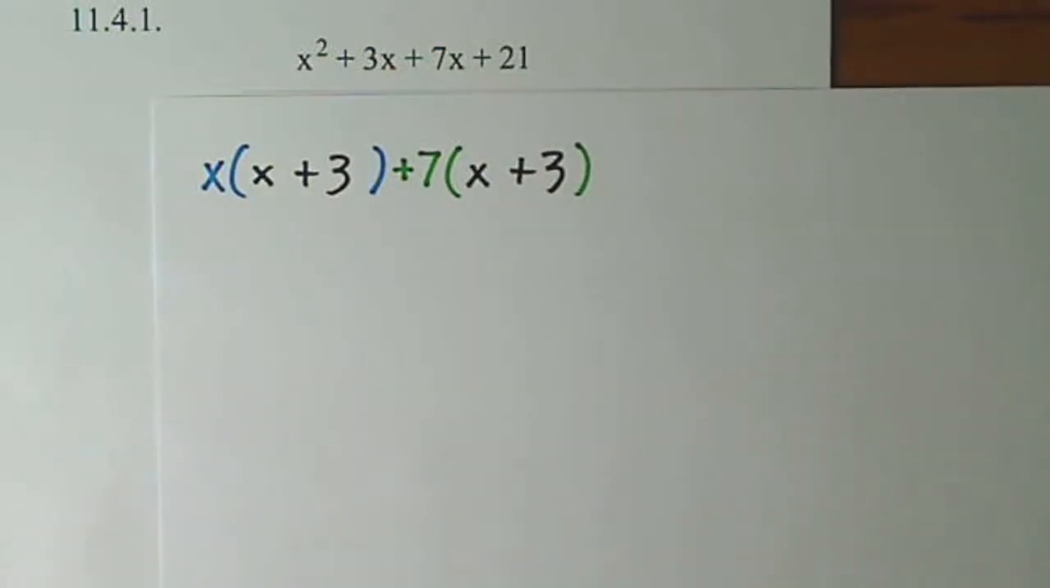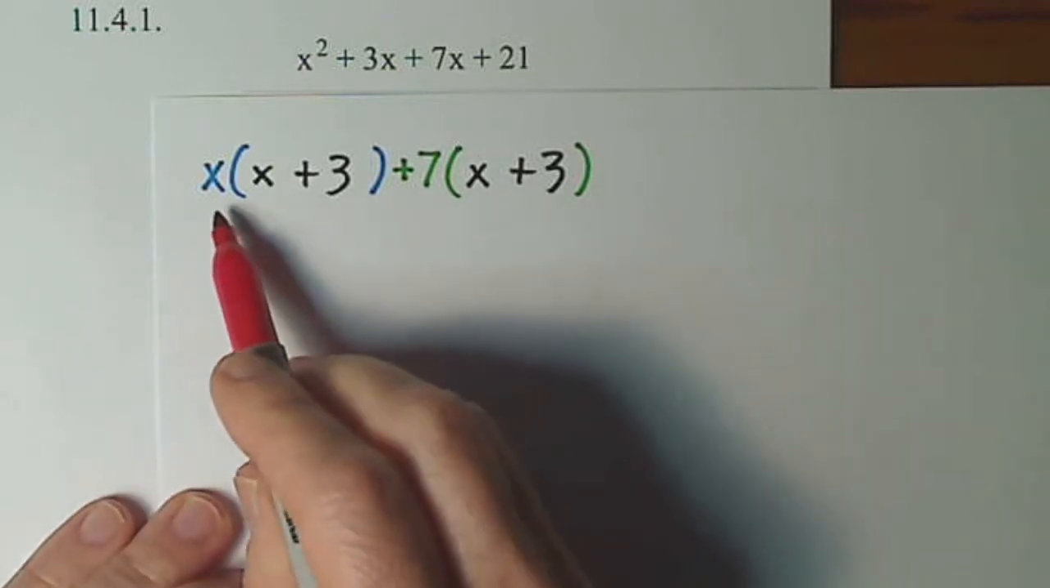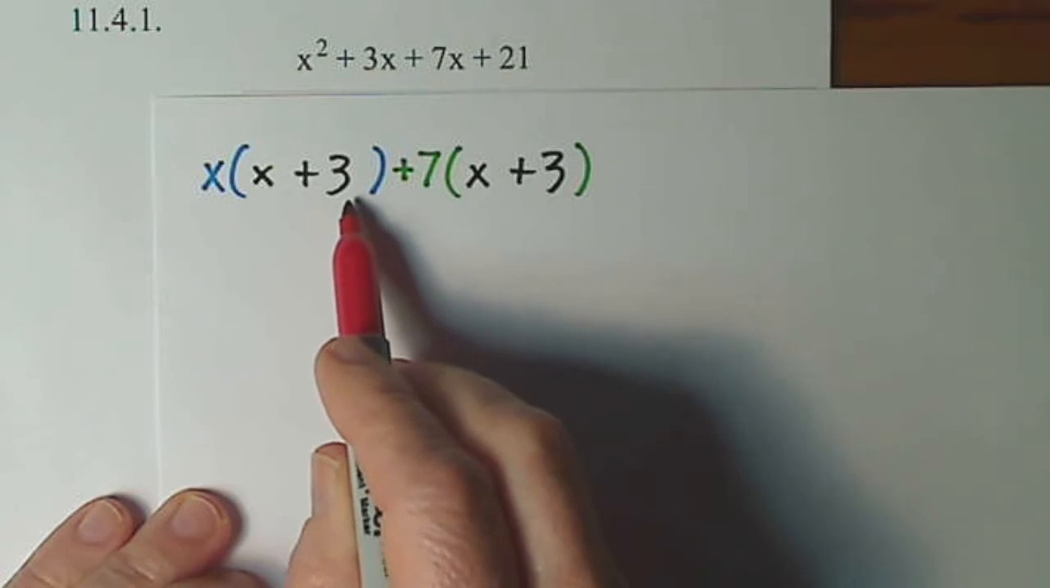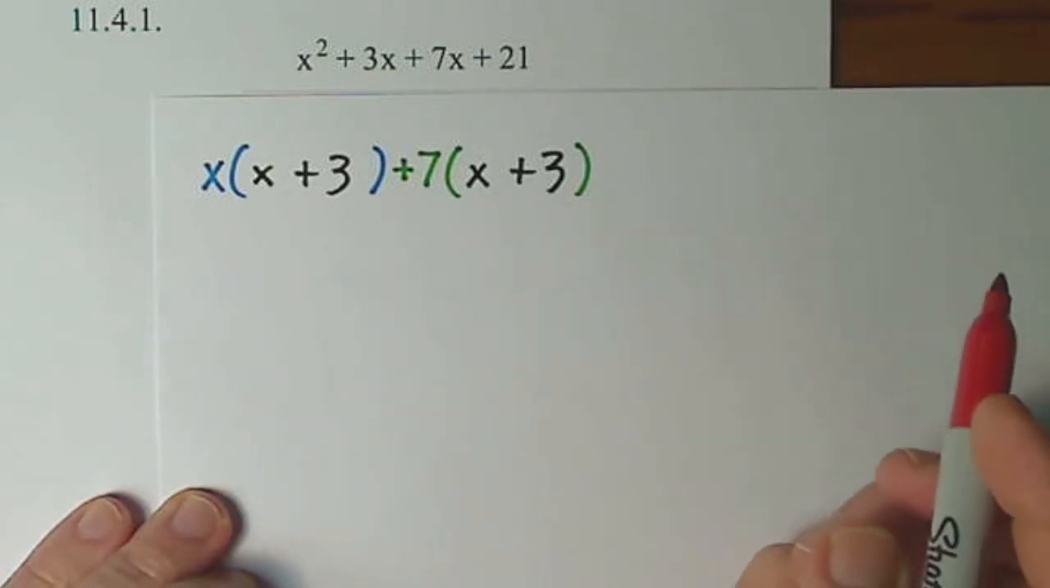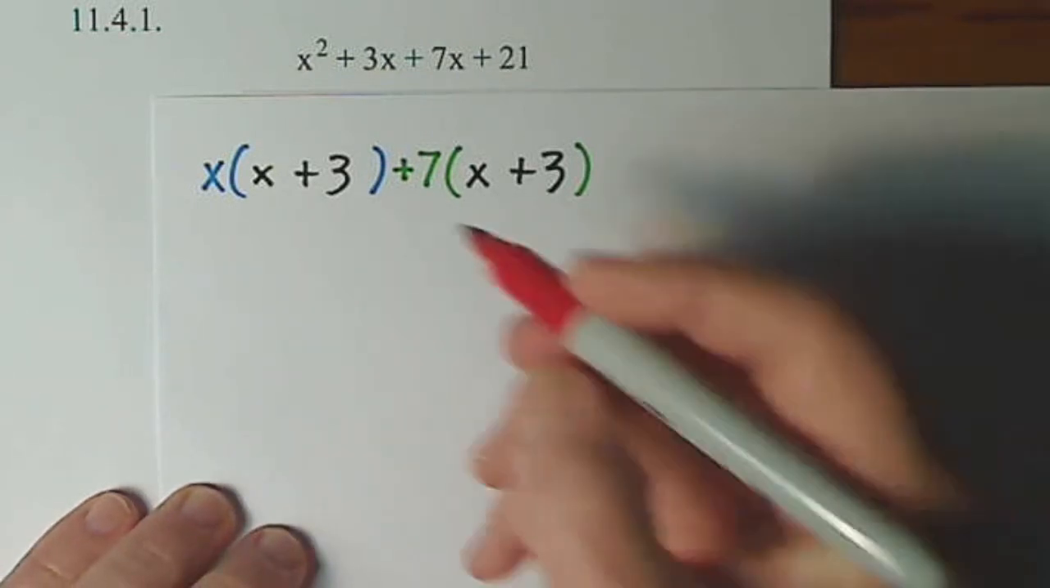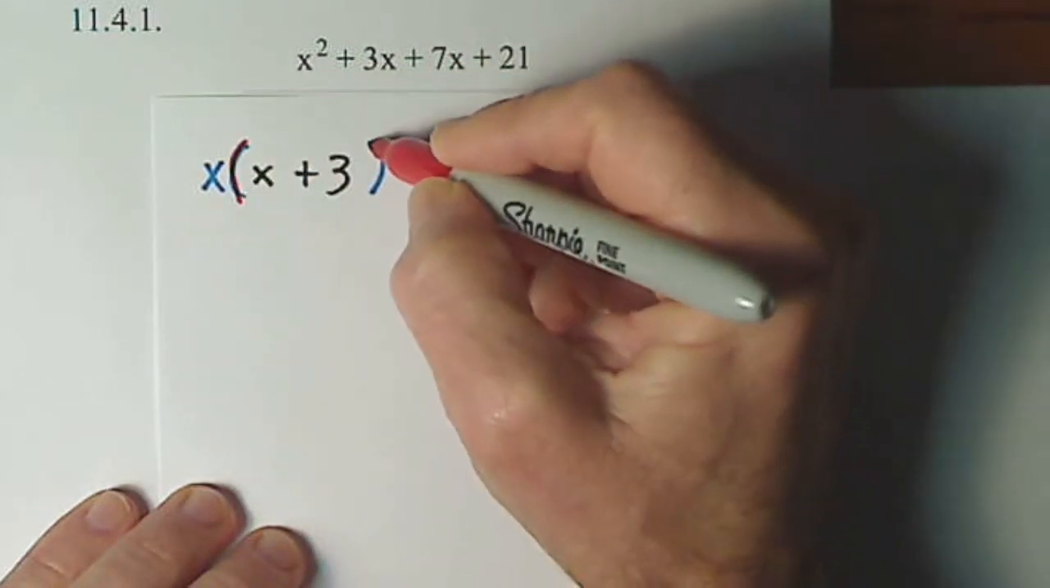Factor positive 7 out of there, and I'm left with x, positive 7 out of there, and I'm left with a 3. Okay, now we basically repeat this process. Notice the common factor is x plus 3 and x plus 3. That's our common factor now. So I'll put that in red.